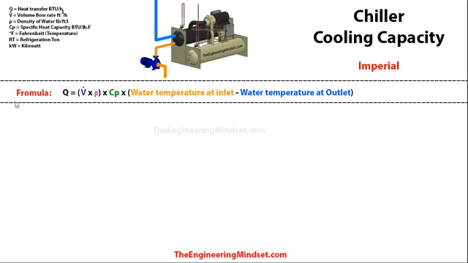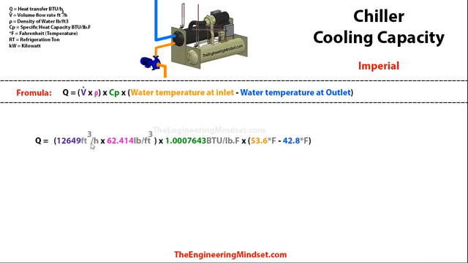Now, for the imperial units, to calculate that we use this formula, which is Q equals V dot times rho. The V represents the volume, and the dot represents a rate, so it's a volume flow rate. That is multiplied by rho, which means the density of the water. So these two together will give you the mass flow rate. Then we just drop the figures in there.